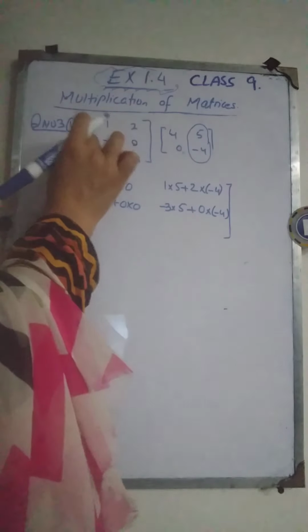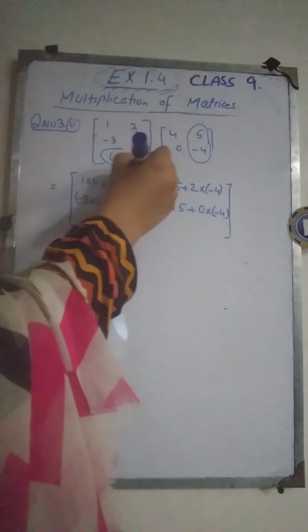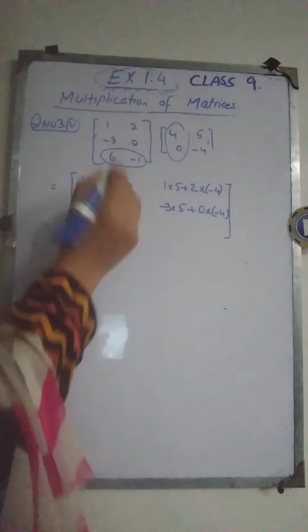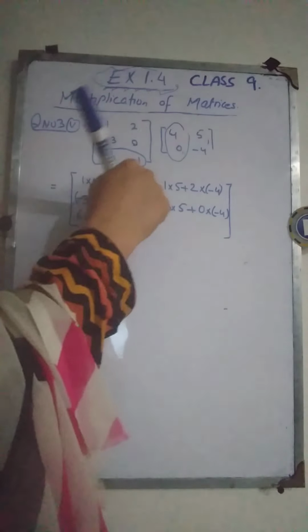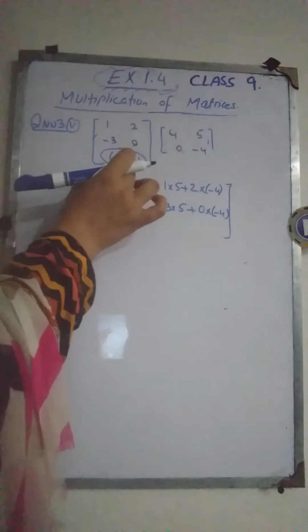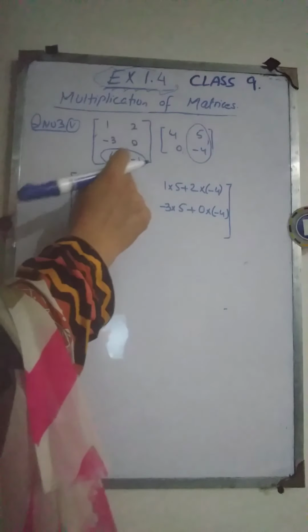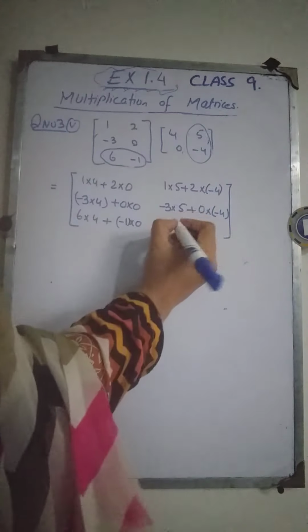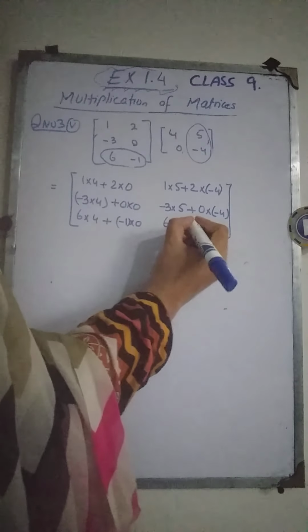Now we come to the third row. Third row and first column, then third row and second column. Third row, first column: 6 into 4 plus negative 1 into 0. Now coming to the second column, third row and second column. We are picking the rows one by one and multiplying them with each and every column. That's what we are doing, nothing else.